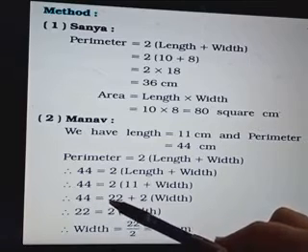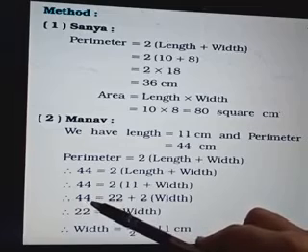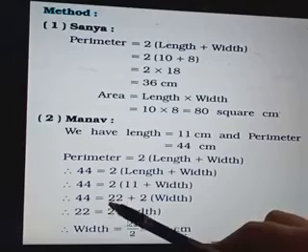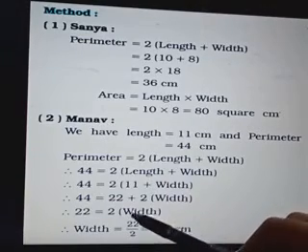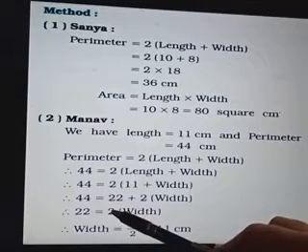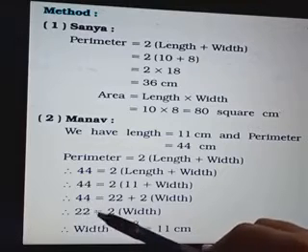Because here it is positive 22, so after changing its side, what does it become? Negative. It means minus. So 44 minus 22 will be 22, and 2 multiplied by width remains here. Now what will we do? We will keep 2 on our left side. Again the sign will be changed.